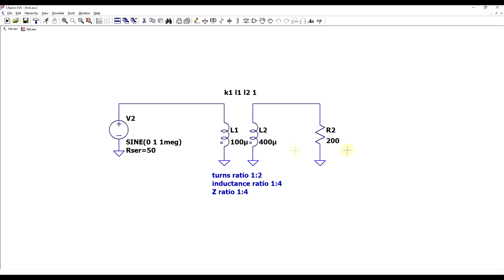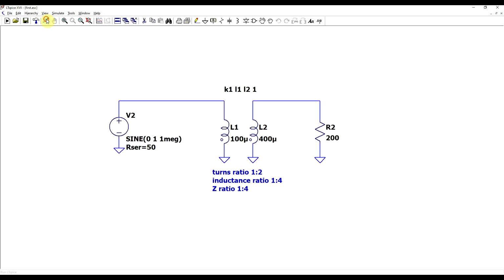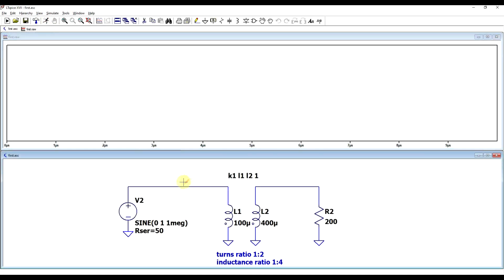And to interconnect the two, I drew up a transformer that has two inductors, which have a turns ratio of 1 to 2, which corresponds to an inductance ratio of 1 to 4, and an impedance ratio of 1 to 4. So 52 to 100 is equal to 1 to 4. And we can verify how well this works.